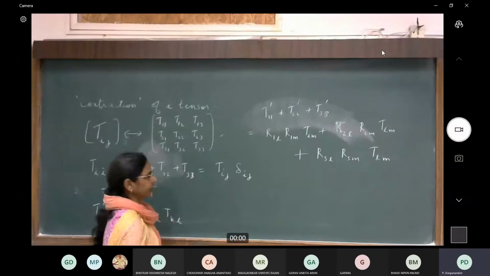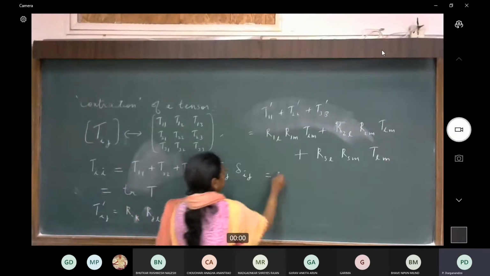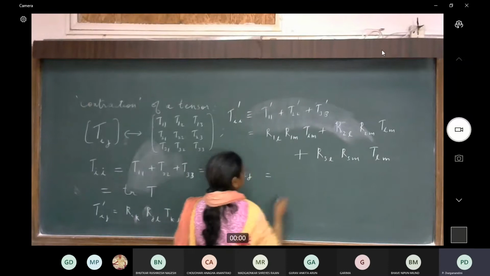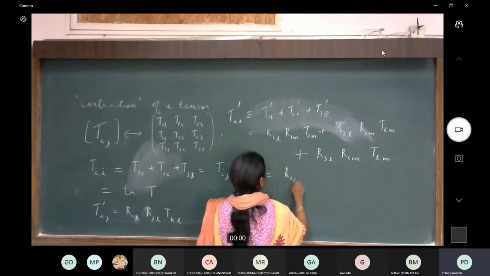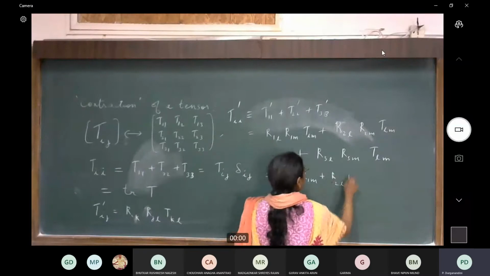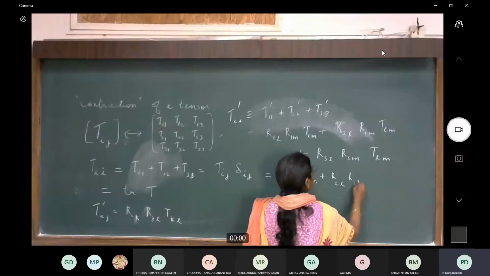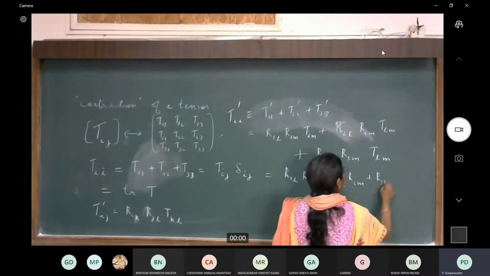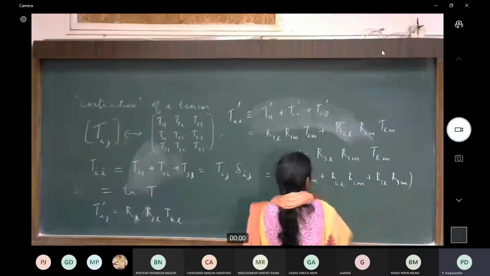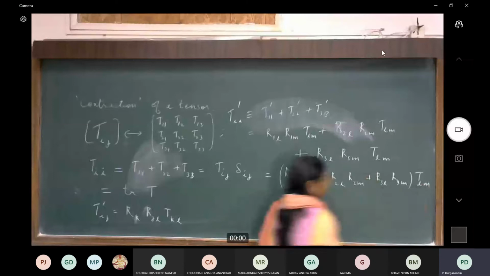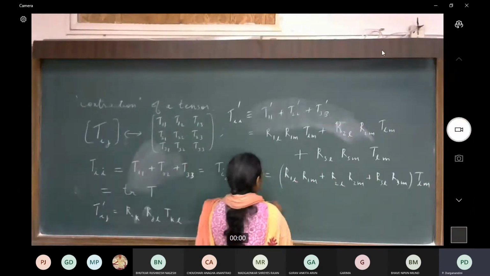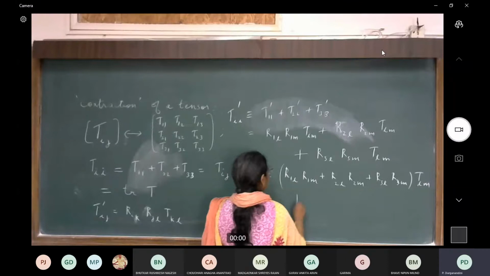Okay, by definition, your P prime is equal to this. And this is therefore equal to R1L R1N plus R2L R2N plus R3L R3N. But what is this? This is nothing but R_iL R_iN.